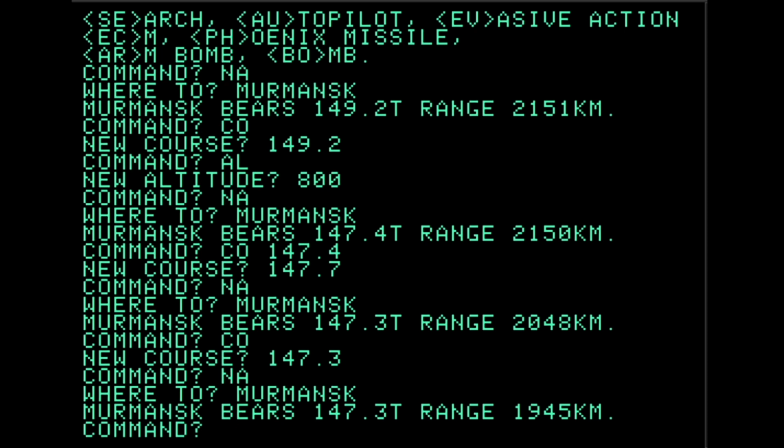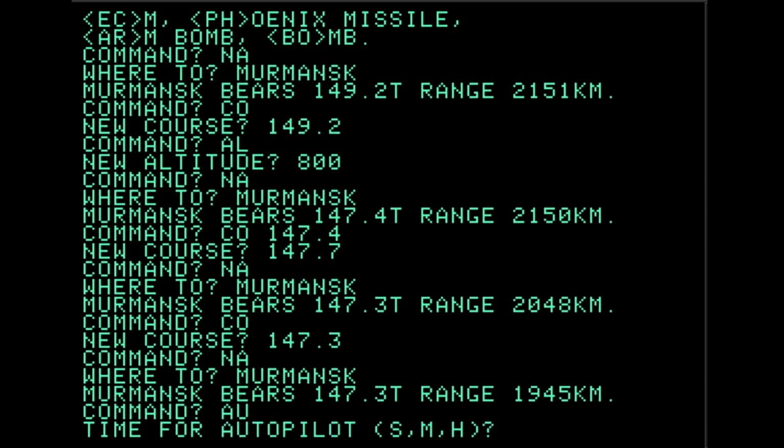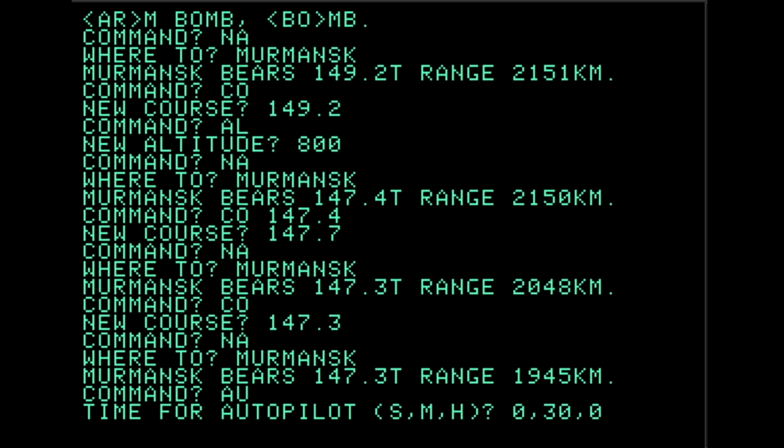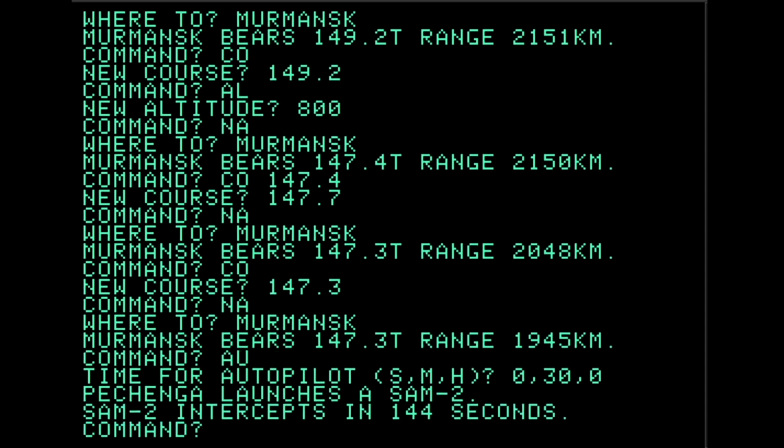So let's try using the autopilot. I don't actually know the speed we're moving at here. Let's try running the autopilot for 30 minutes, and it will interrupt us if anything super important happens. Super important is someone launches a MiG or someone launches a surface-to-air missile. The manual specifically calls out leaving the range of a target as being something that will not drop you out of the autopilot. Now, it's not actually going to make us wait 30 minutes in real time.